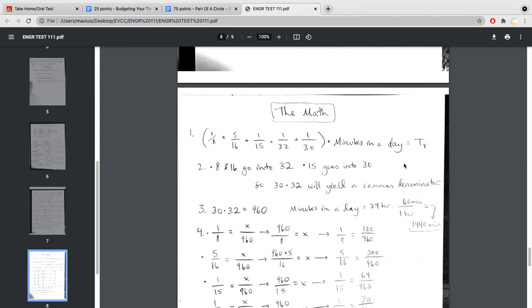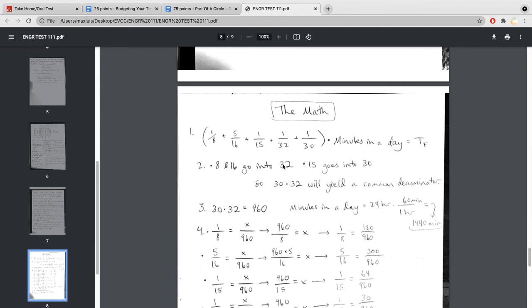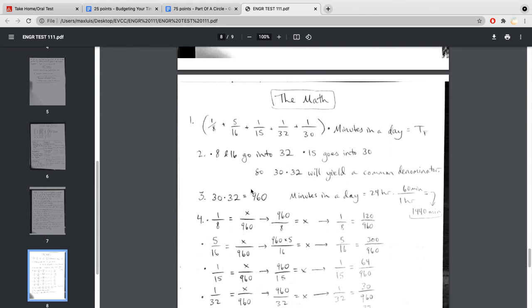And then to find the common denominator, we know that 8 right here and 16 go into 32, and 15 goes into 30. Obviously 30 does not go into 32 and vice versa. So in theory, if we multiply 30 times 32, these two numbers multiplied together will yield a common denominator for each and every one of these fractions. So once we multiply, we get the common denominator is 960, which doesn't really matter if it's the lowest we can get or whatever.